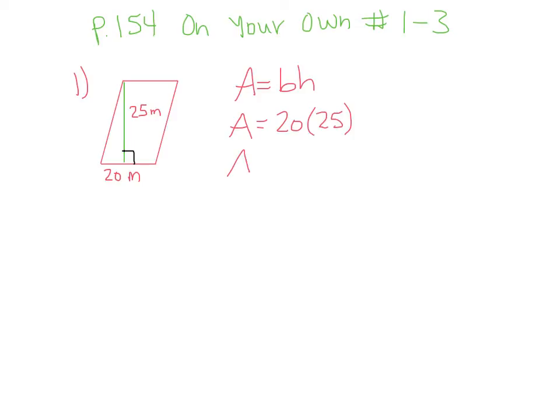And then my last step would be to solve it. So you would just do the math for 20 times 25. You should get 500, and your label would be meters squared. And this would be my final answer for number 1, 500 meters squared.